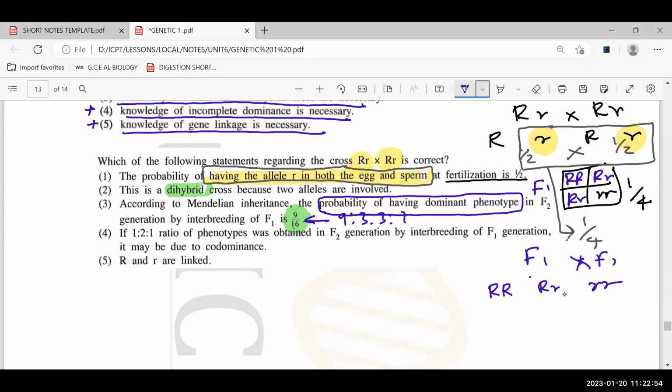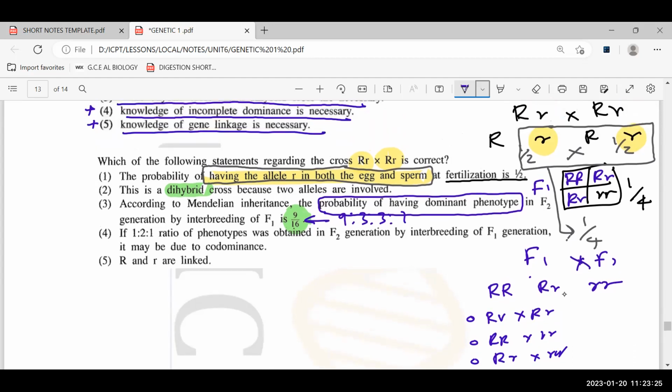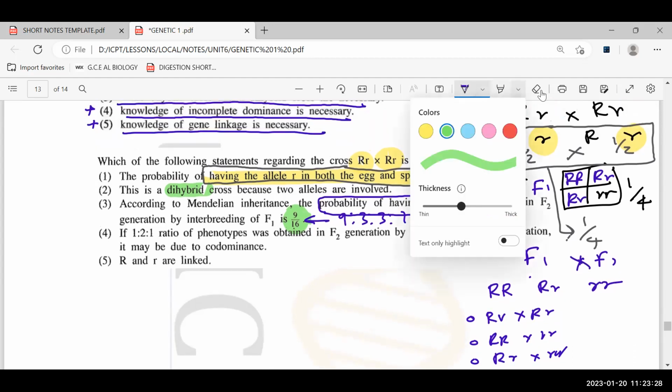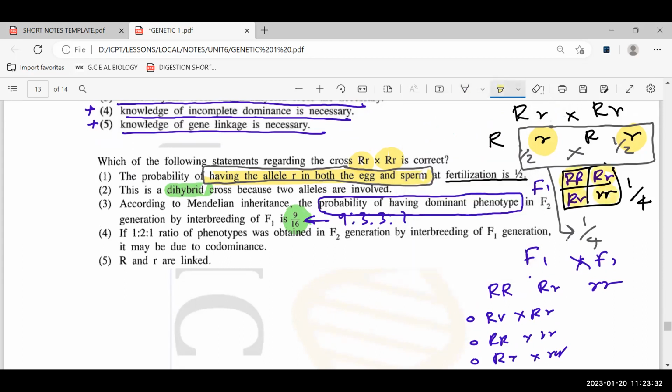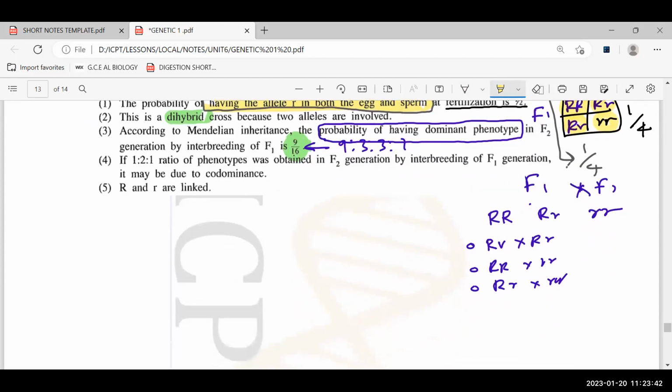We also look at all the combinations, like we can have a capital R, like this. We can have this cross, and this cross, and this cross. Because F1 generation, these are all the possibilities. And for F2 generation, we use F1, and it is not mentioned which genotype we have to use. So these are all the possibilities.